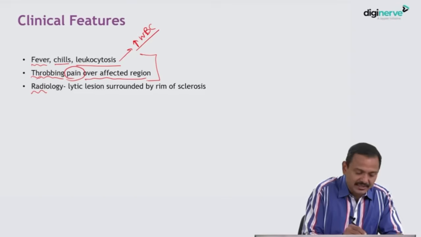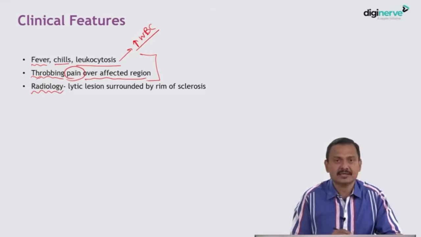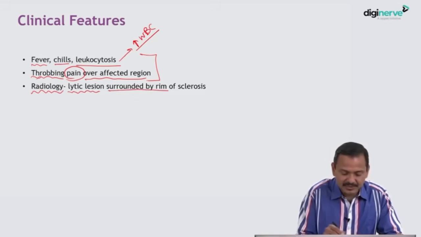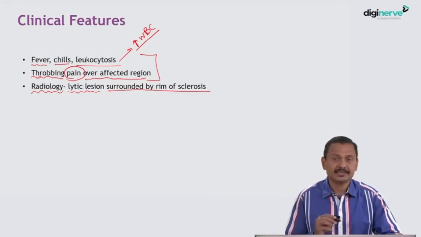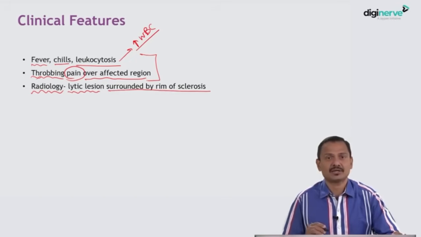The next is radiology. Suppose osteomyelitis is suspected and the X-ray is done, what we are going to find is a lytic lesion surrounded by a rim of sclerosis. Now this lytic lesion, again the appearance of which will vary with the age and duration of this osteomyelitis or inflammation.